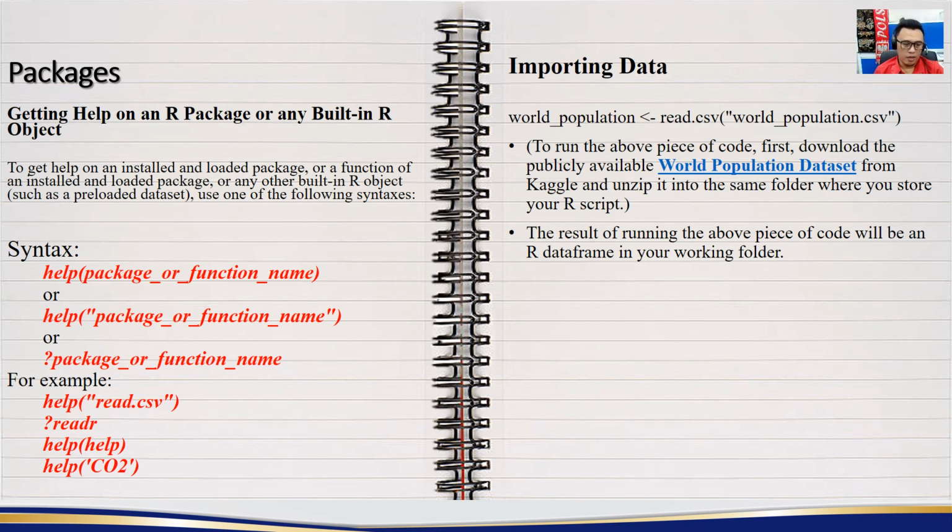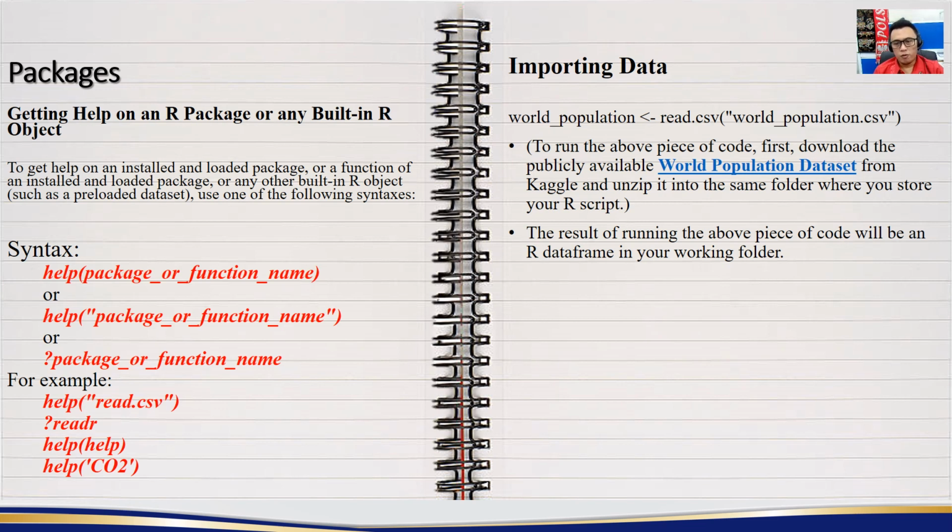For example, we have here help read.csv or question mark readr, or help open and close help, or if you want to know the dataset CO2, use help CO2 or question mark CO2. That's how you get help, and you will notice in the lower right corner under the help tab, it will show you the information that you need to know, the description.